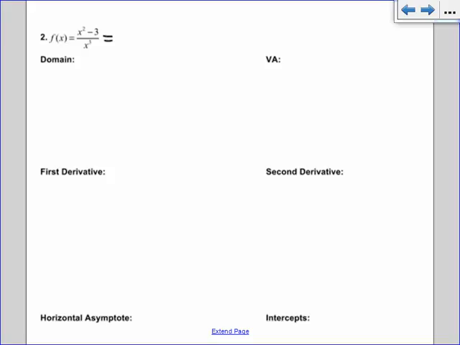You could bring the x cubed into both pieces. So you get 1 over x, which is x to the -1, minus 3x to the -3. And now it's super easy to take the derivative. It's just a power rule problem. Okay, so let's do that.